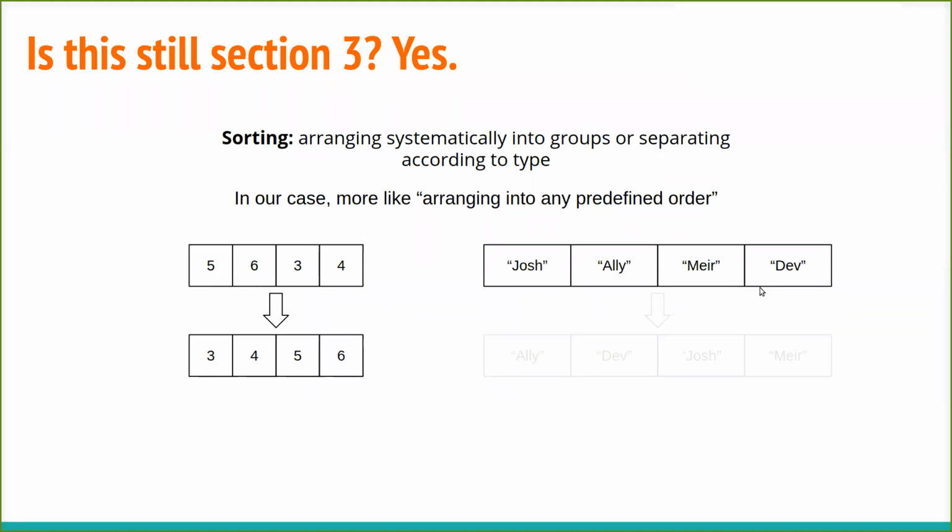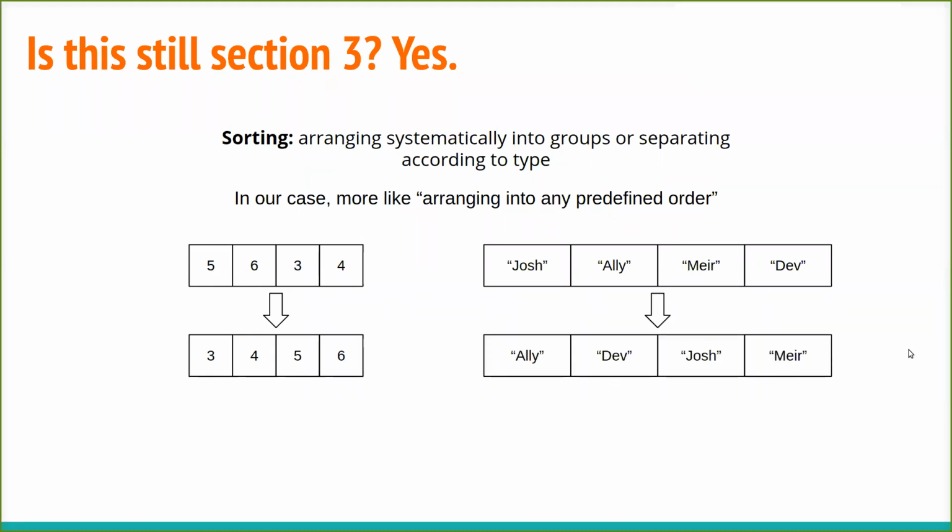You could also sort this array in alphabetical order, Ali, Dev, Josh, Mayor, or in reverse order or anything like that, right? That would be sorting. That's what we call sorting. So sorting and data structures are very closely related. All right, so that's why this is in section 3.